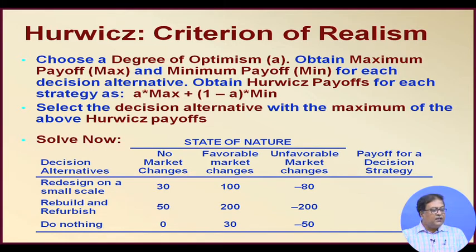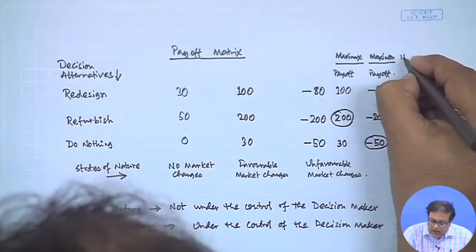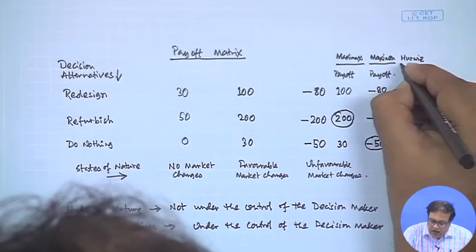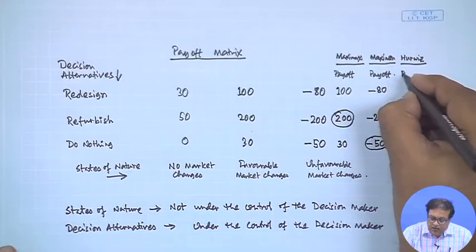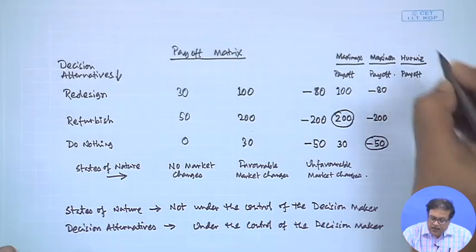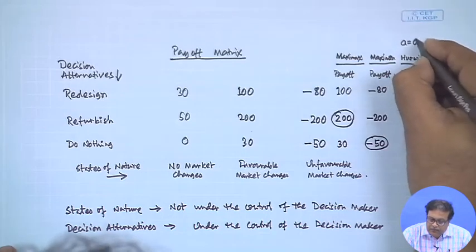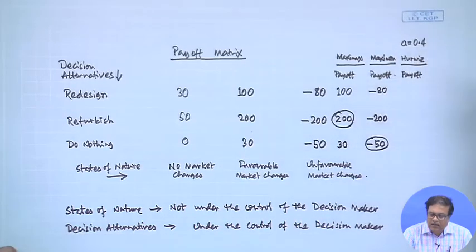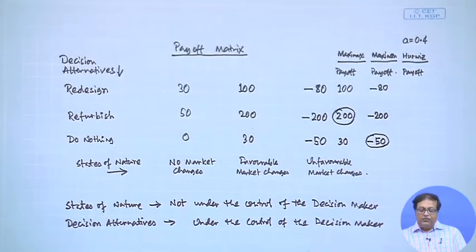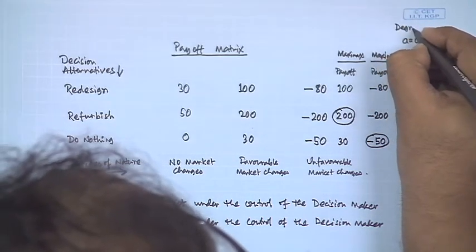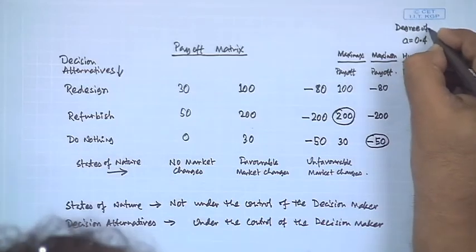So let us take a particular case for Hurwicz, where we have a certain value for a Hurwicz operator, right. Let us take an A value of, say, 0.4. So what is 0.4? The 0.4 can be called the degree of optimism. So we can write it here, the degree of optimism.